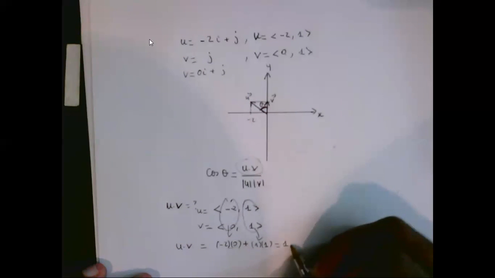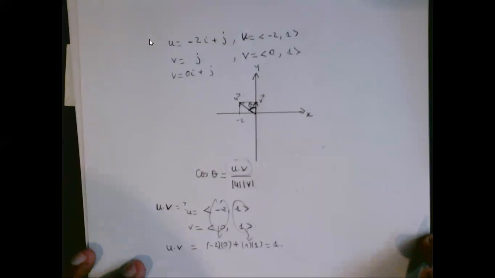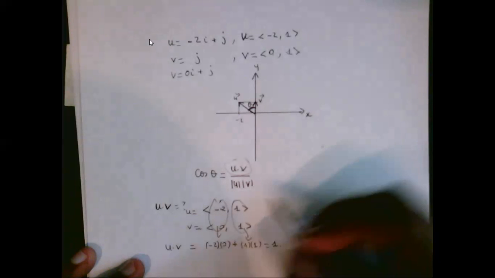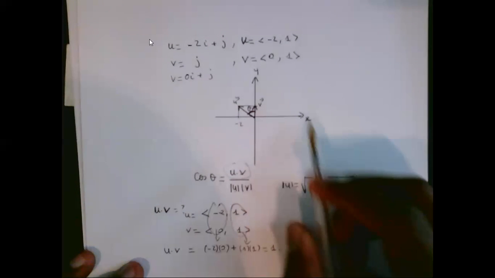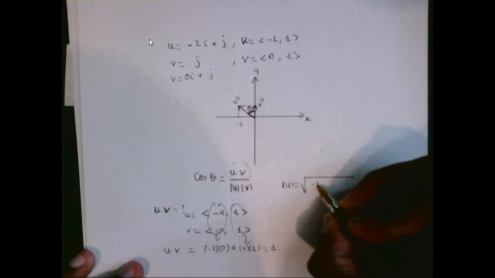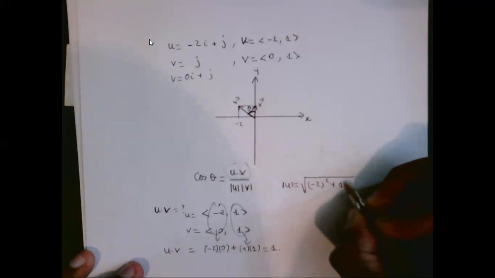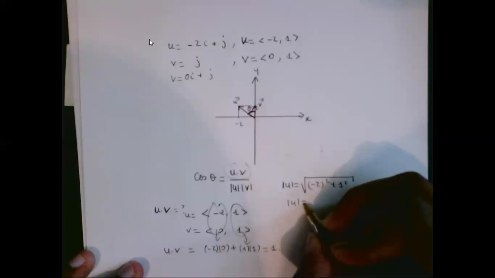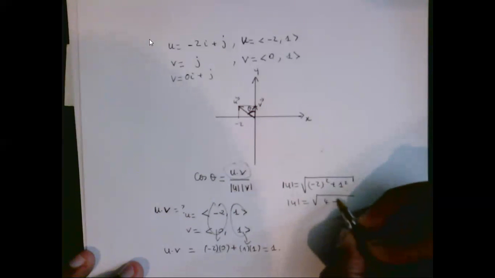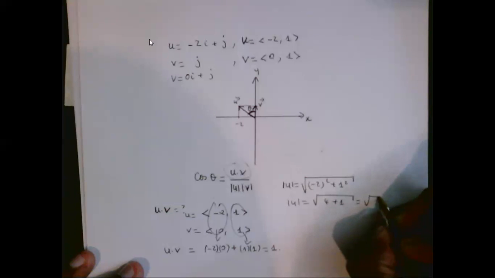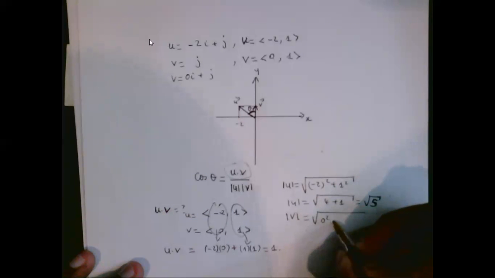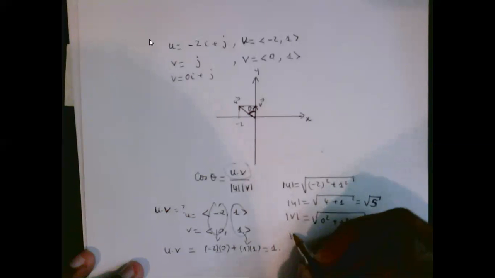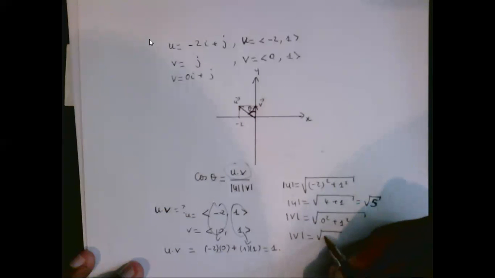Now I need to figure out the norm of u. The norm of u, or the magnitude of u, is the square root of negative 2 squared plus 1 squared, which is the square root of 4 plus 1, which is the square root of 5. Now the norm of v is the square root of 0 squared plus 1 squared, which is the square root of 1, which is 1.